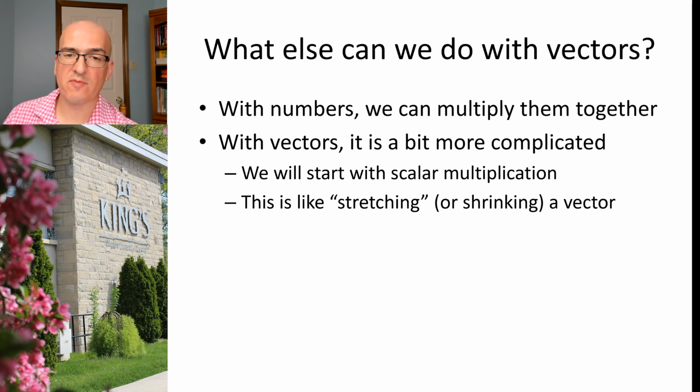The first type of multiplication is called scalar multiplication, where you combine a number, like 3, and a vector, like v. And geometrically, what this operation does is it stretches or compresses a vector. Multiplying a vector by 3 makes it 3 times as long. Multiplying a vector by half makes it half as long.